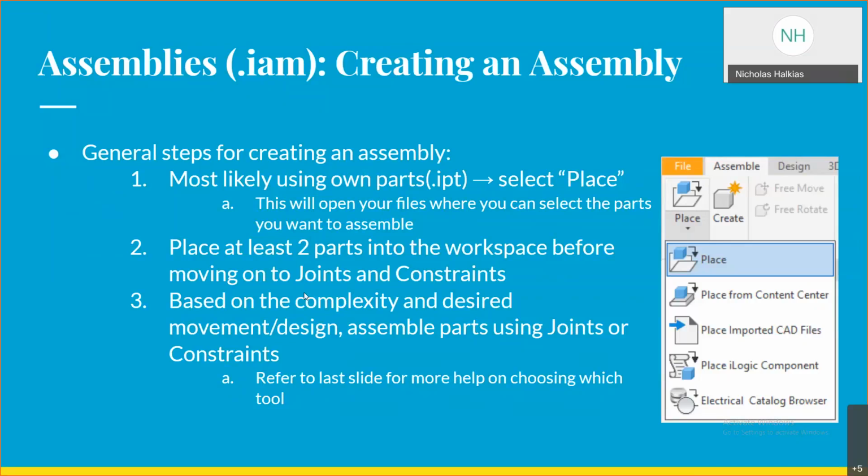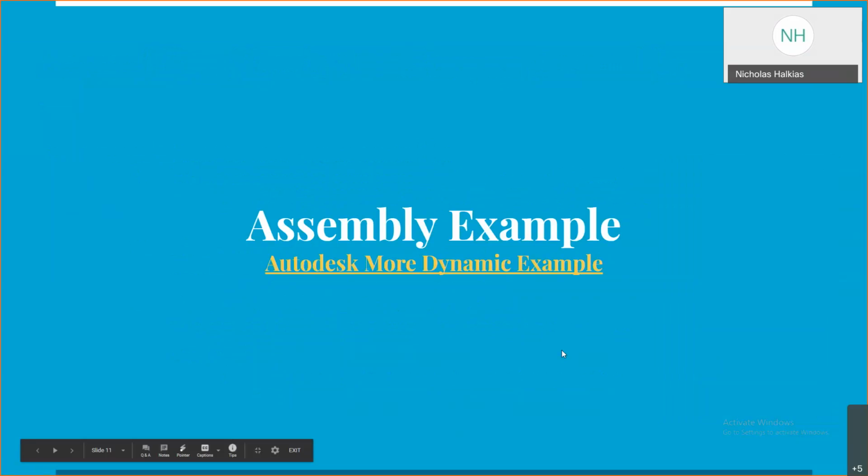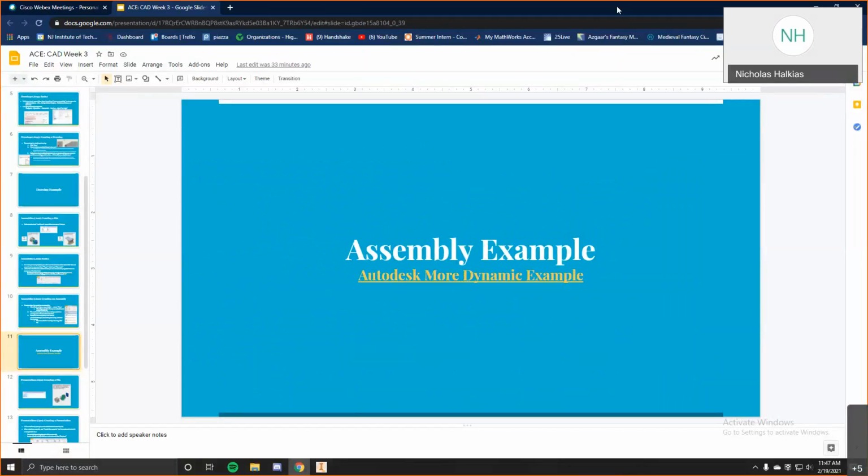And then based on the complexity and desired movement and design of your assembly, you're going to have to use joints or constraints. And again, if you want more information than I'm going to explain, the last slide has that help page from Autodesk. Autodesk also has a more dynamic example, but I'm going to do my own example right now for creating an assembly.